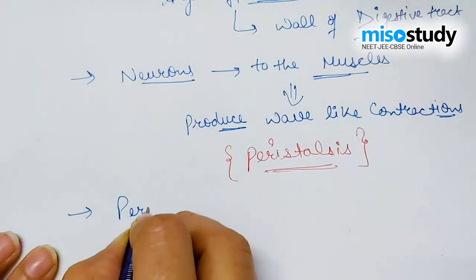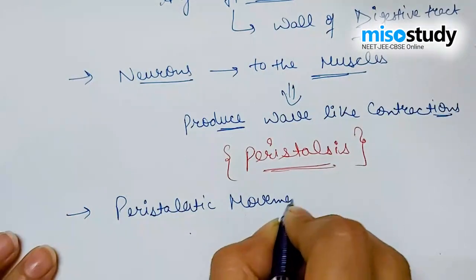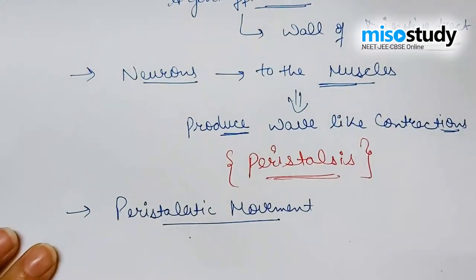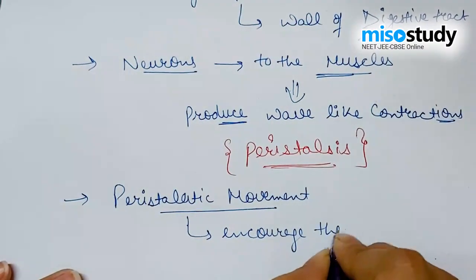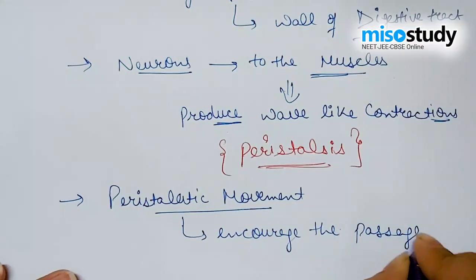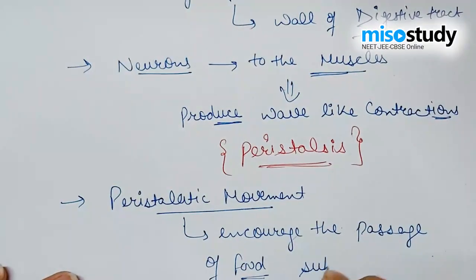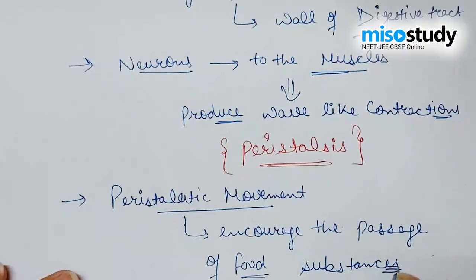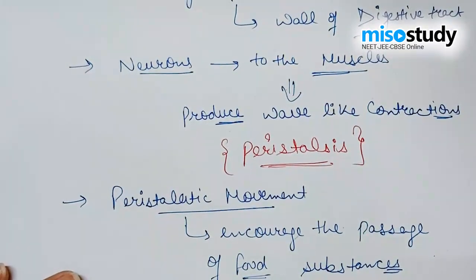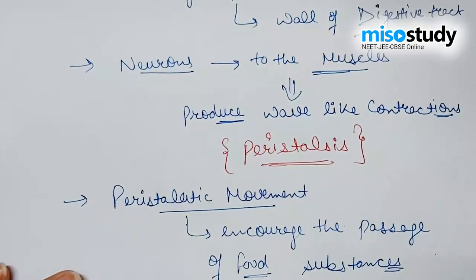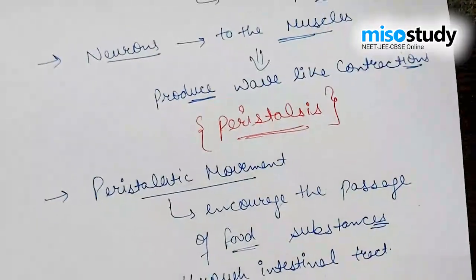Because of peristalsis, the passage of food substances through the intestinal tract is encouraged. So what are argentaffin cells?